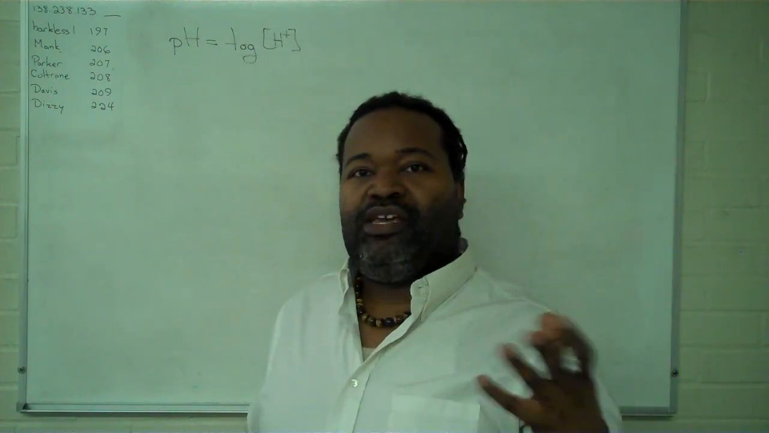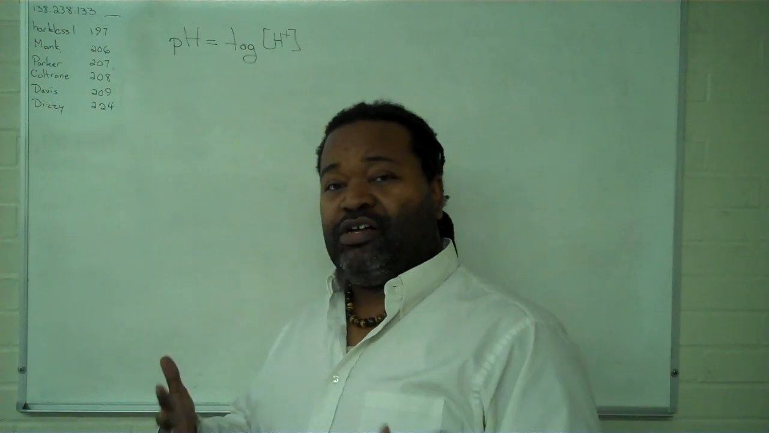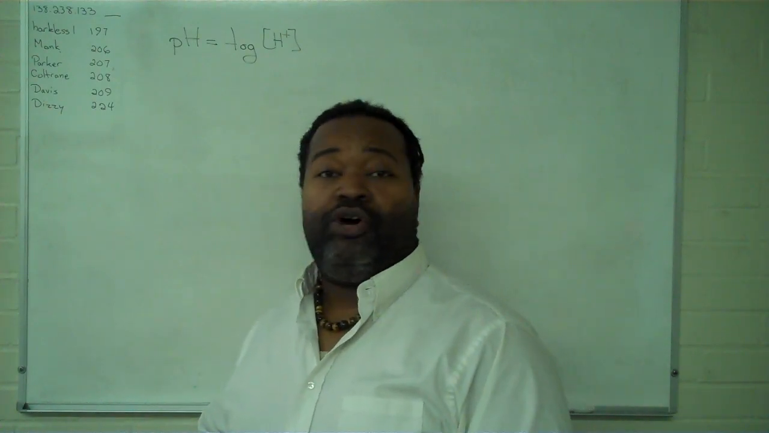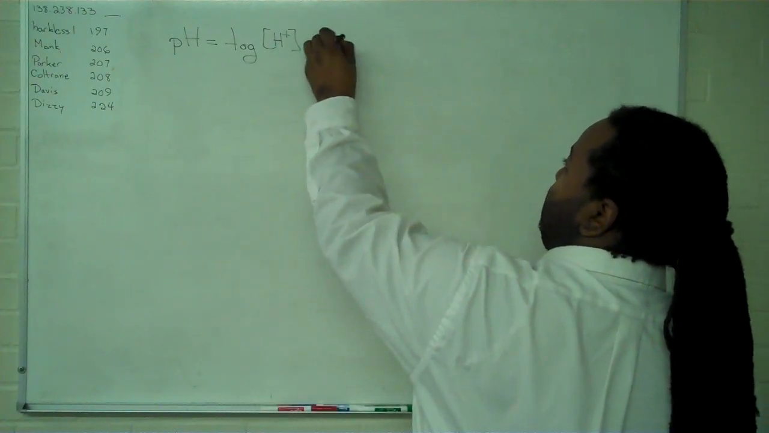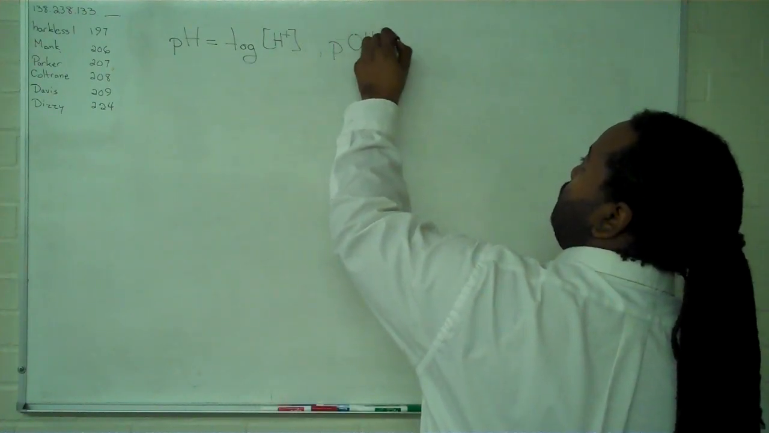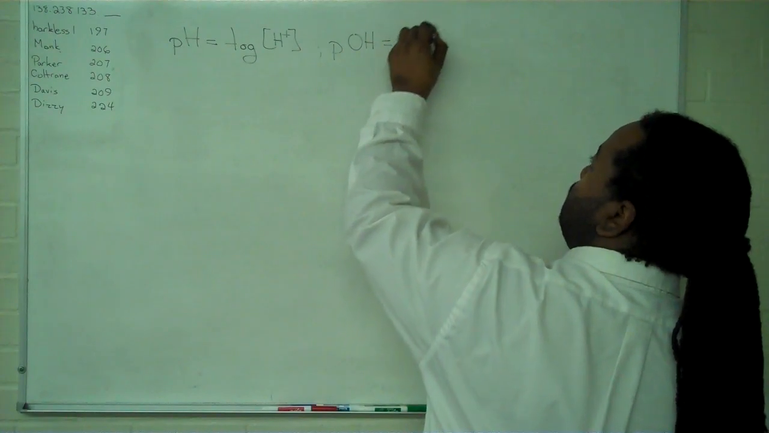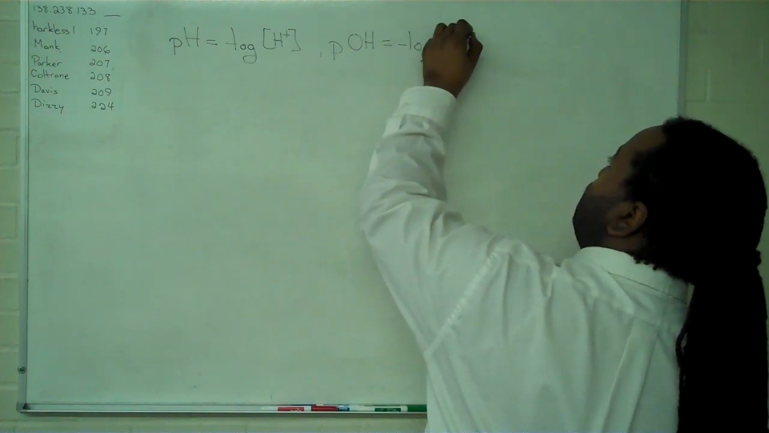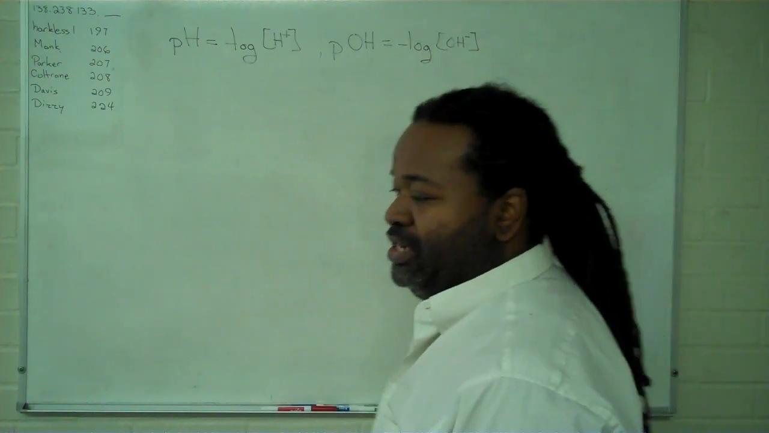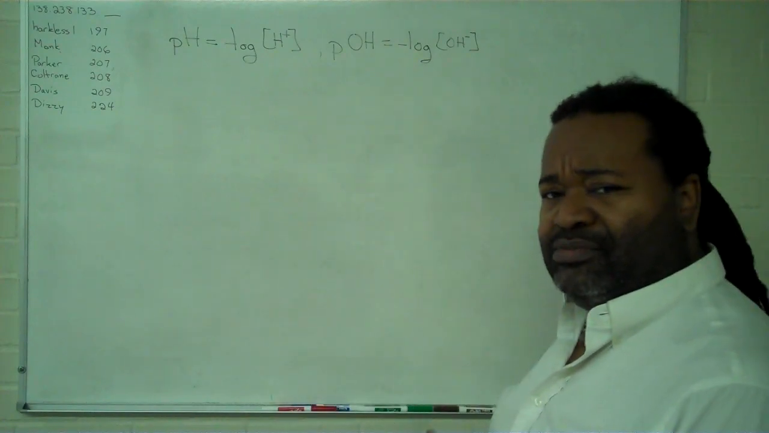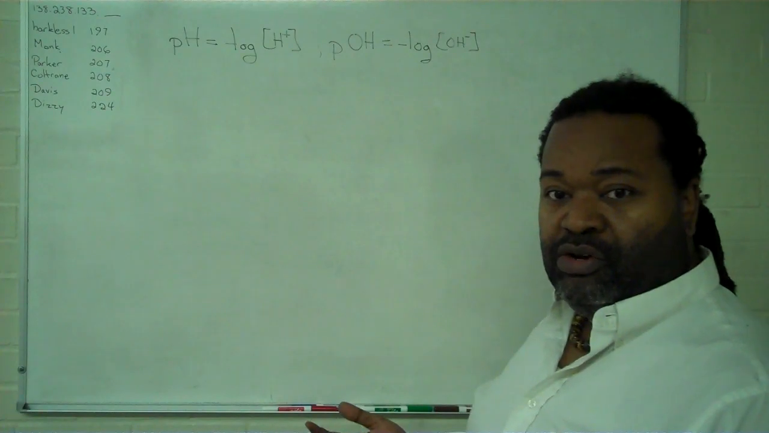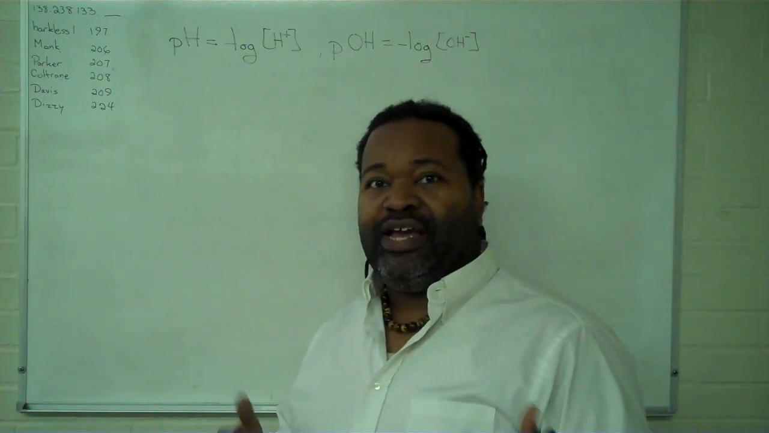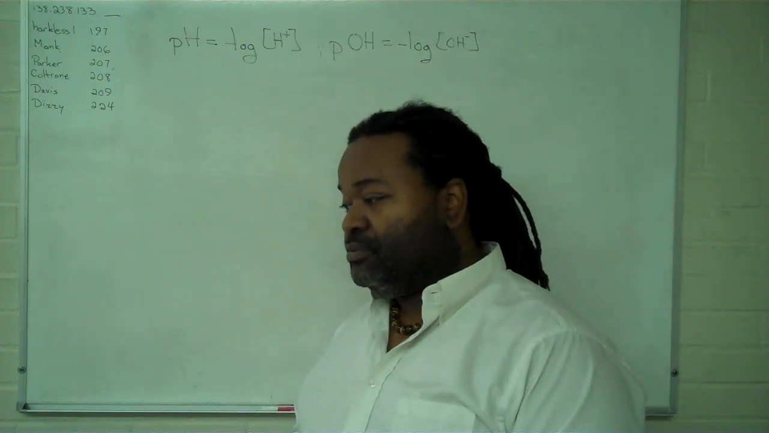And in general, P of anything is negative log of that thing. So pOH is the negative log of hydroxide concentration. And if we wanted to, we could even calculate something like a pKa or pKb, where we take minus log of that respective equilibrium constant.